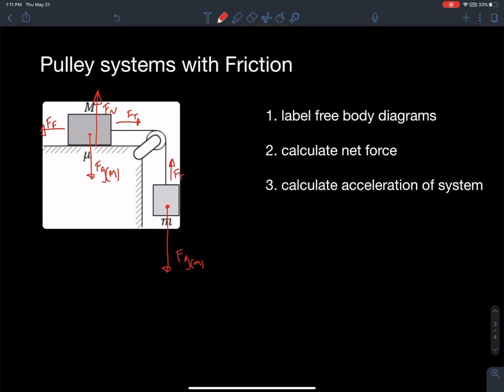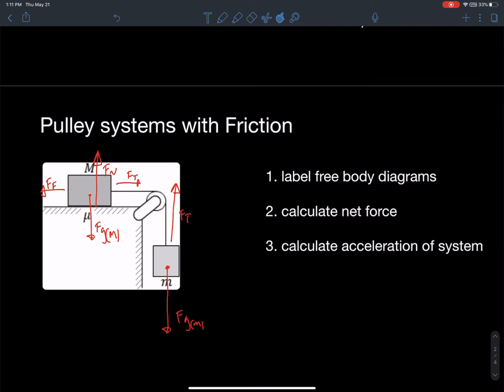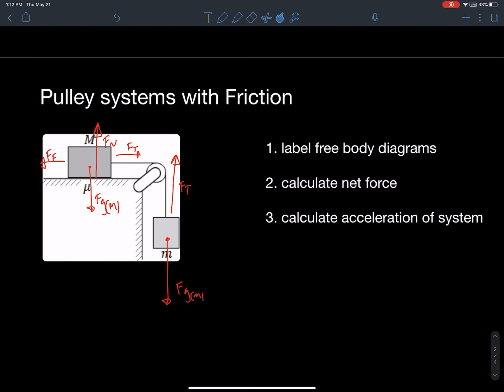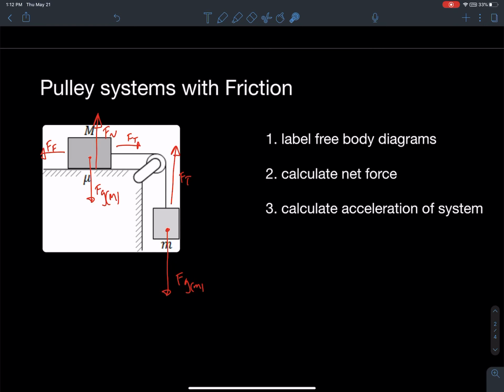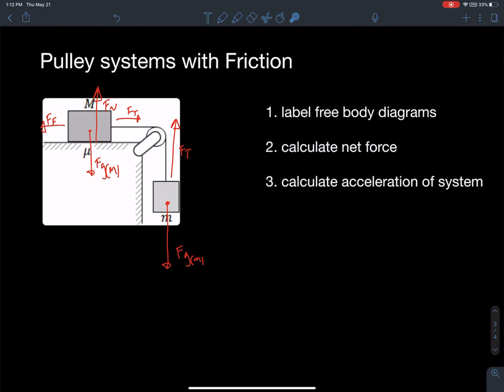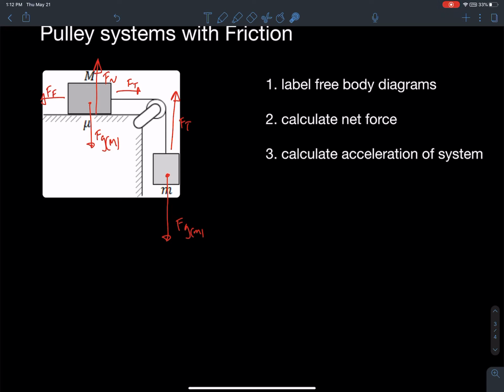Sorry, I drew that wrong. The force of tension in that rope has to be equal and opposite to the force of gravity. So the size and magnitude of that force of tension needs to be equal to the force of gravity in order to hold it. All right, so here we go, we labeled our free body diagrams.